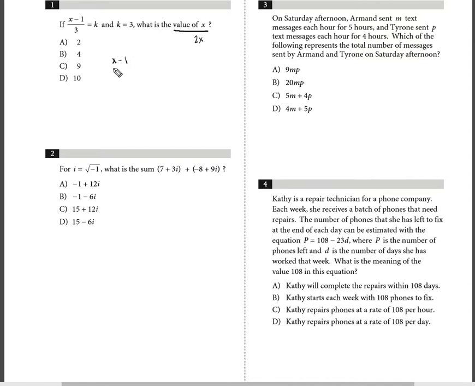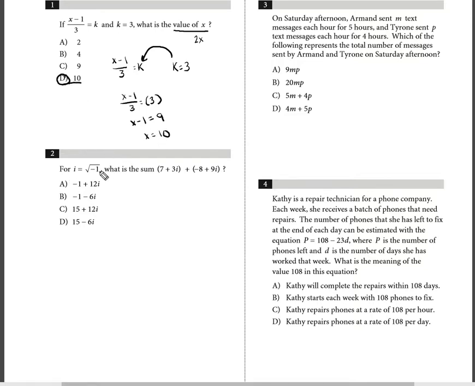(x minus 1) over 3 is equal to k, and k is equal to 3. Now, we know what k is equal to, so let's plug that right in. (x minus 1) over 3 is equal to 3. Multiply both sides by 3 because we want to get rid of the denominator, and we get x minus 1 is equal to 9. Add 1 to both sides and x is equal to 10.